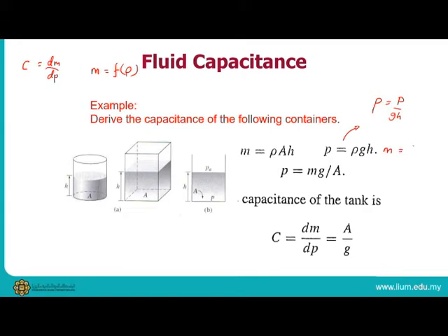So then you can get M equal to P A H over GH. Then H cancels out, and you get M equal to PA over G. In this example you put it the other way around, but it's okay, because at the end of the day, you want to find M in terms of P.